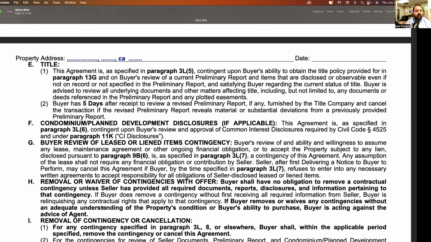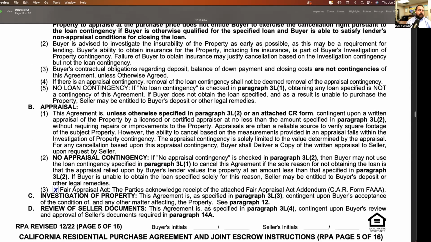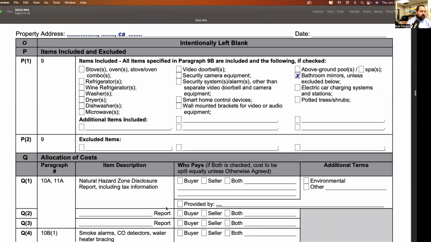Seller, after first delivering a notice to buyer to perform, may cancel the agreement with buyer by the time specified in 3L7, if buyer refuses to enter into any necessary written agreements to accept responsibility for obligations of seller disclosed leased or lien items. So again, I wanted to read that because I had somebody today ask me, where do I disclose that the seller's not paying for the solar panels? Well, you kind of don't need to. It's already here.